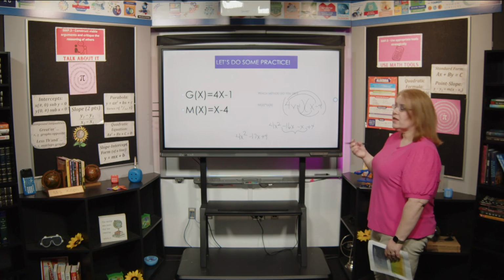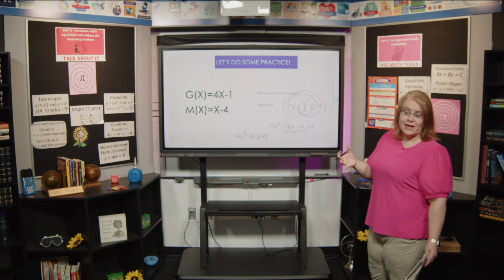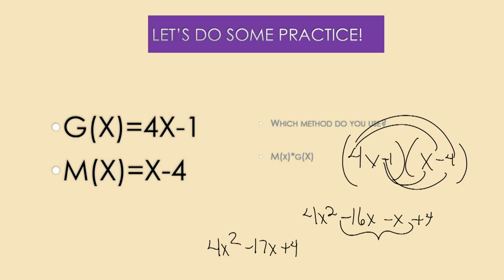All right, I used the FOIL method, just because I like the FOIL method. I got 4x squared minus 17x plus 4, because I put my like terms together: negative 16x minus x is going to give me that negative 17x. So, we've got to make sure that we put those like terms together.